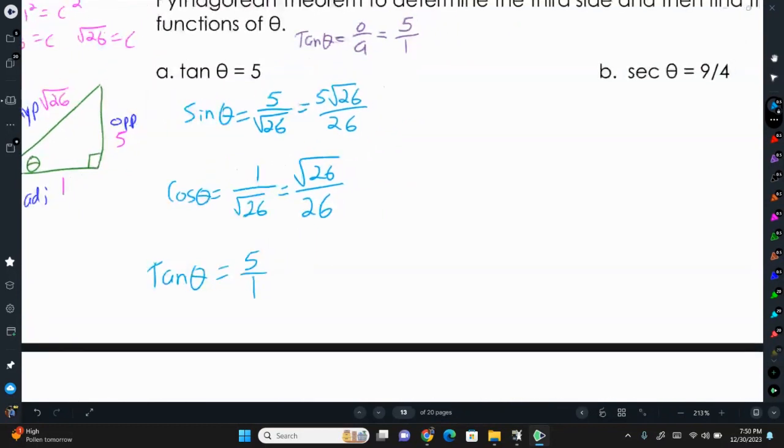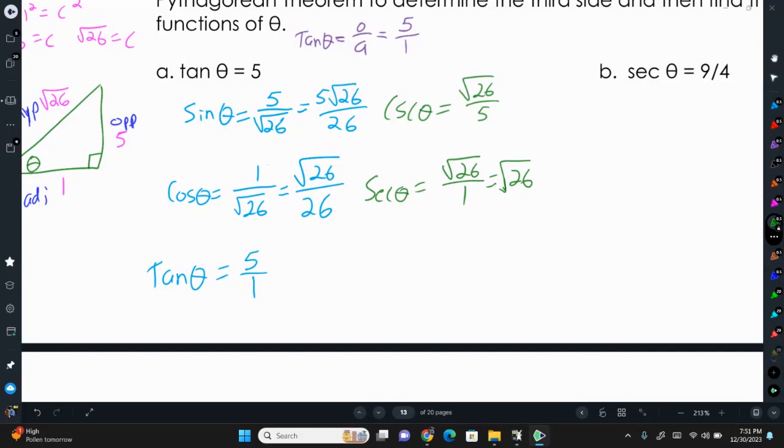Now our reciprocal ones, cosecant is going to be easy because it's going to be sine flipped, so the square root of 26 over 5. Secant is going to be cosine flipped, so the square root of 26 over 1, which is just the square root of 26. And then cotangent is going to be tangent flipped, so 1 over 5. So again, knowing your reciprocal identities makes this problem a lot easier. And being able to do the Pythagorean theorem quickly is also essential.